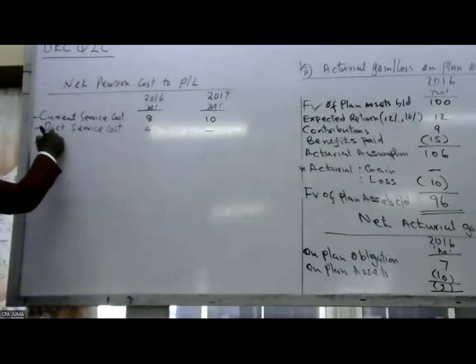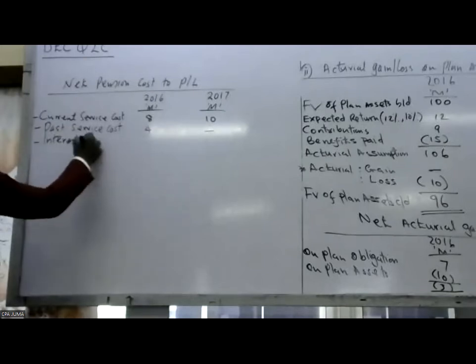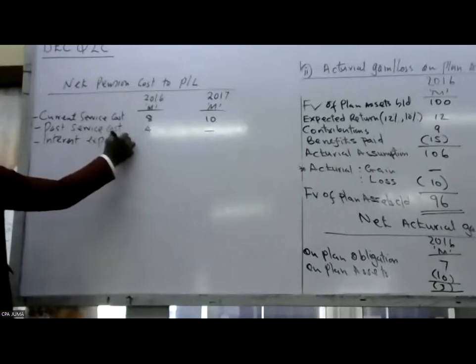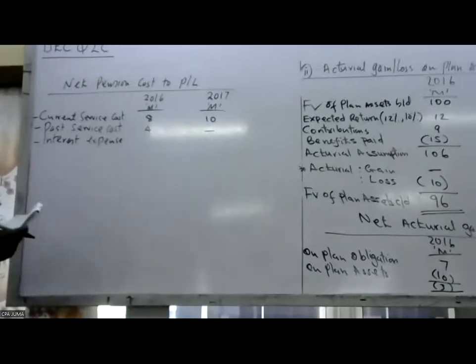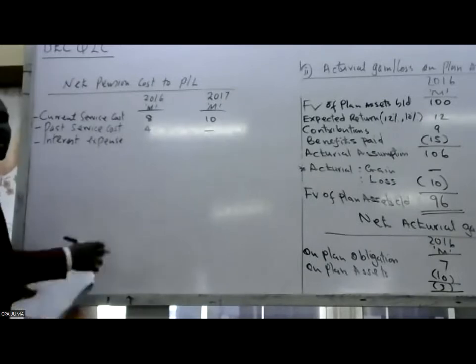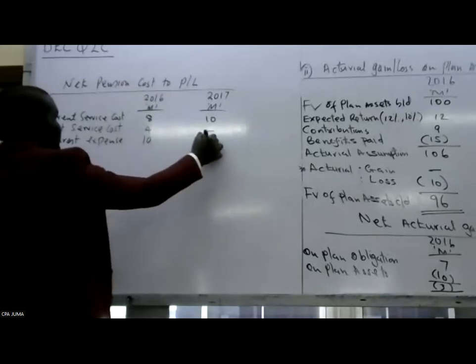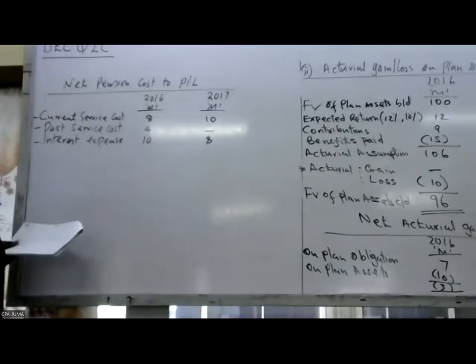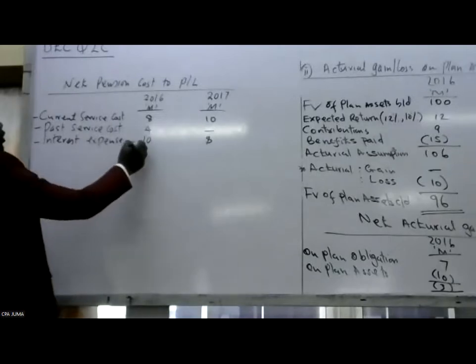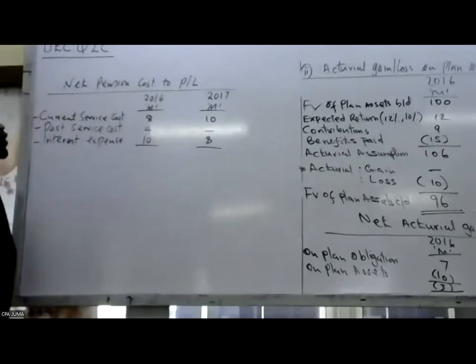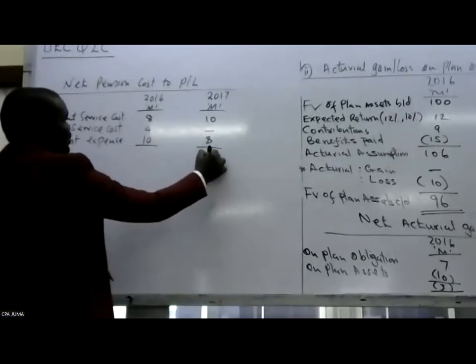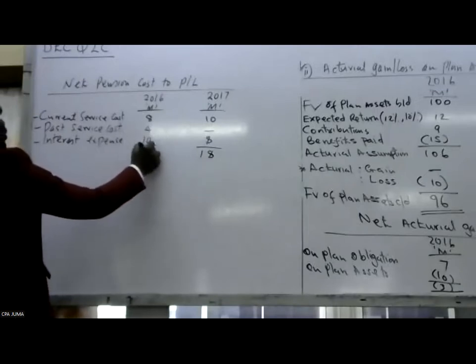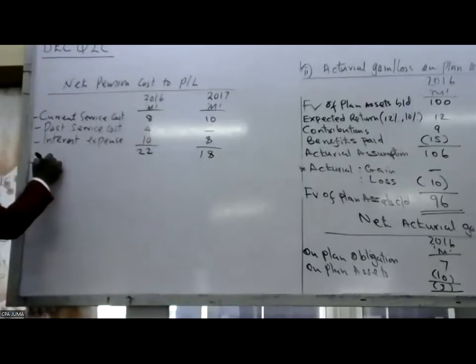Then there was interest. Interest expense, on plan obligations. Interest charge: 10 and 8. So those are the expenses which we are able to pick up. So can you add this? This is 18, this one is 22.